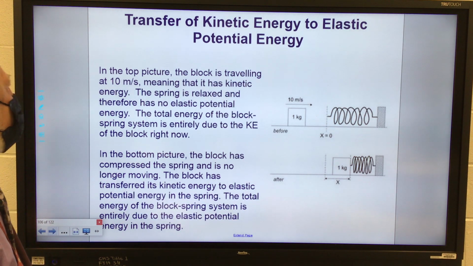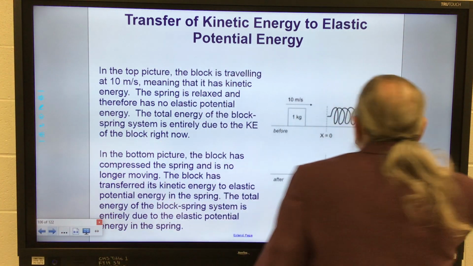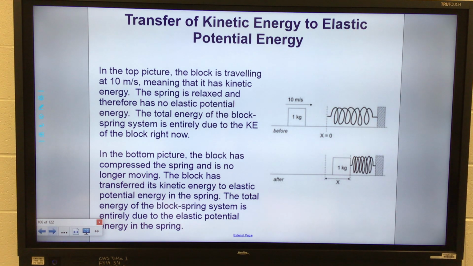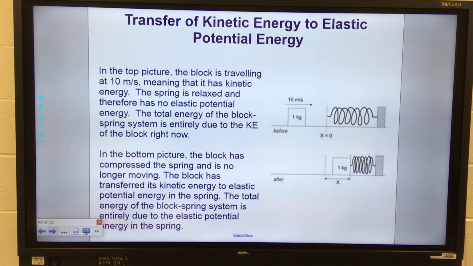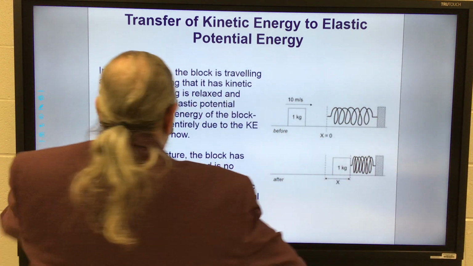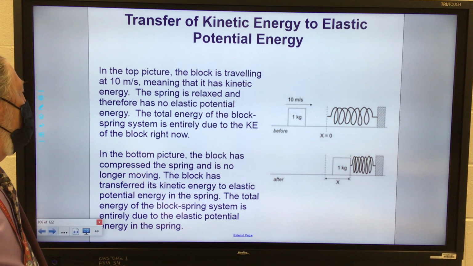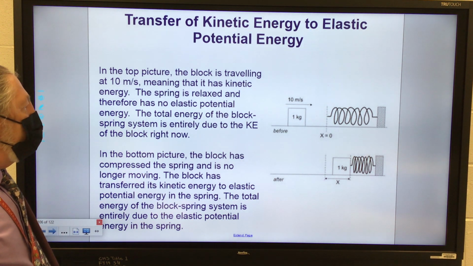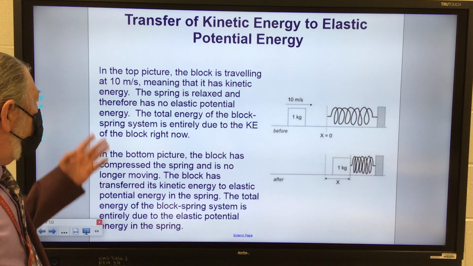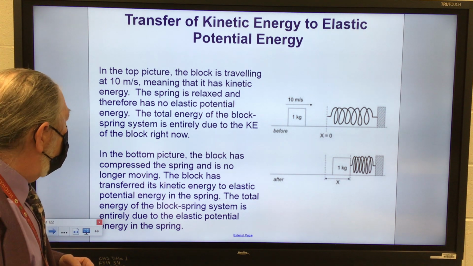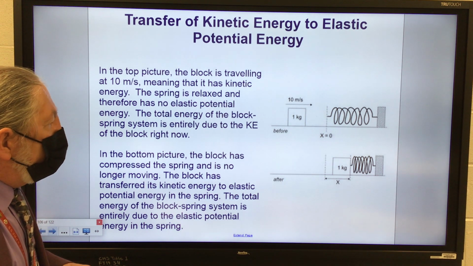Okay, so let's look at this. In the top picture, the block is traveling at 10 meters per second. You see that right here, right? Meaning that it has kinetic energy, because it's moving. Anytime something's moving, it's got kinetic energy, right? The spring is relaxed and therefore has no elastic potential energy. And the total energy of the block-spring system is entirely due to the kinetic energy of the block right now.